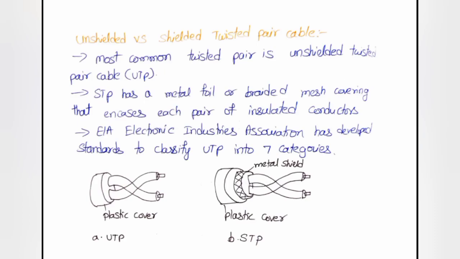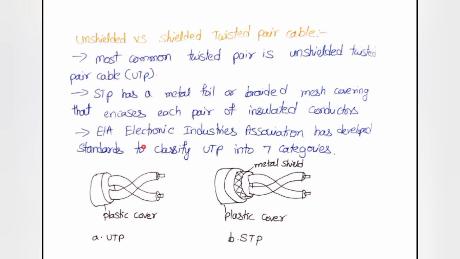So there are two types of twisted pair cables, that is unshielded versus shielded twisted pair cables. The most common twisted pair is the unshielded twisted pair cable, the UTP. So what is the difference between the unshielded and shielded twisted pair cable? In the unshielded twisted pair cable, there will be no shield covering the two conductors, but in the case of the shielded twisted pair cable, there will be another metal shield that covers the two conductors. So this is the difference between the unshielded and shielded twisted pair cable.